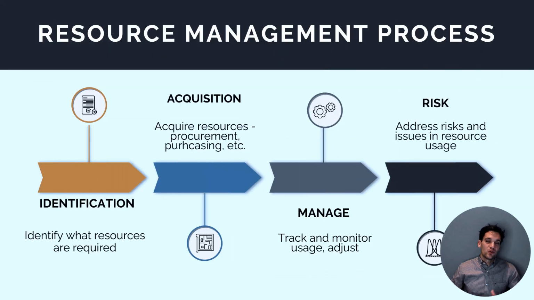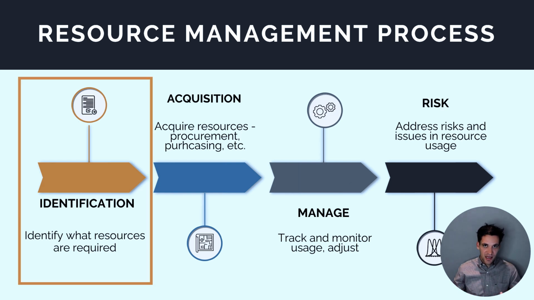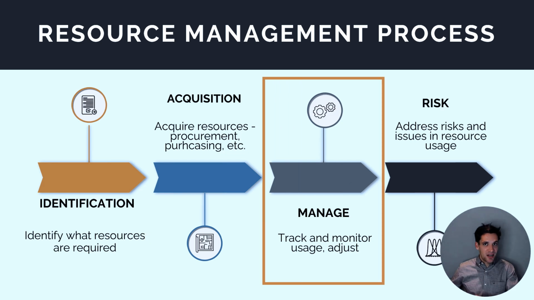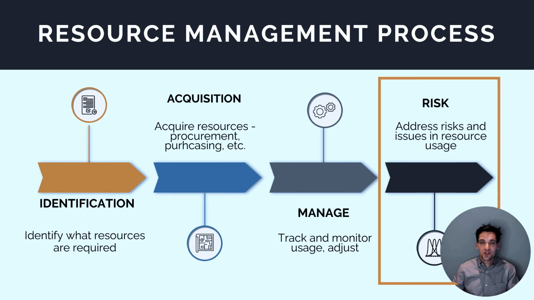Okay, now at a high level, let's look at the resource management process. The first step in this process is identification. We first need to identify what resources we need to complete the project. Second step is acquisition. We need to acquire these resources, so through the procurement or purchasing process, or whether that's through internal negotiation processes. We then need to manage these resources. So once we've got the resources, we need to manage them effectively. It means making sure they're allocated to the correct project activities at the right time. The final step of the process is we have to manage risk. We have to address the uncertainty that matters during the resource management process.